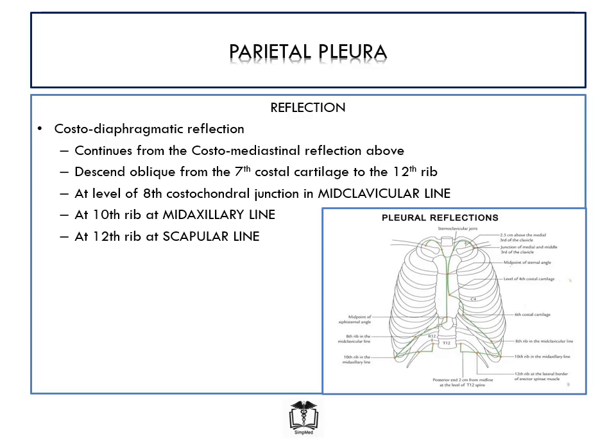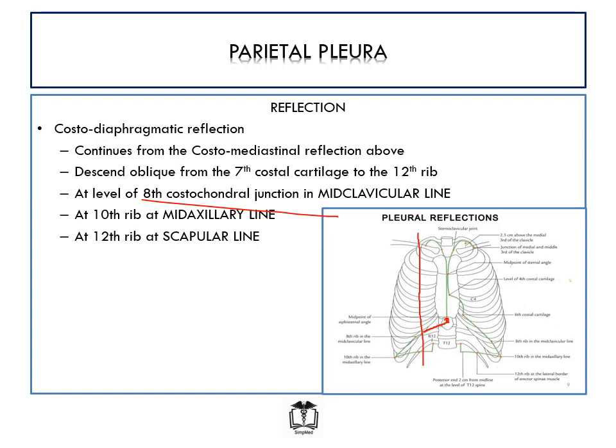Usually at the eighth costochondral junction, or the eighth costal cartilage, we say that the costal diaphragmatic reflection is found in the mid clavicular line. So if I trace the costal diaphragmatic reflection, it starts from the seventh costal cartilage. Once it goes to the eighth costal cartilage, we say it is at the mid clavicular line. Meaning, if we draw a line down the clavicle, that line will cut across the costal diaphragmatic reflection, particularly at the eighth costal cartilage.